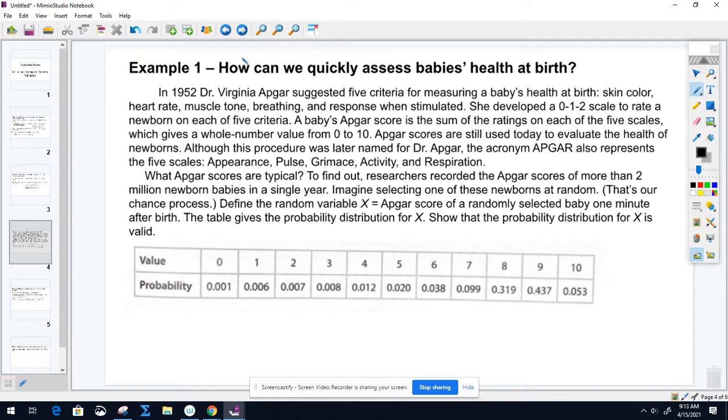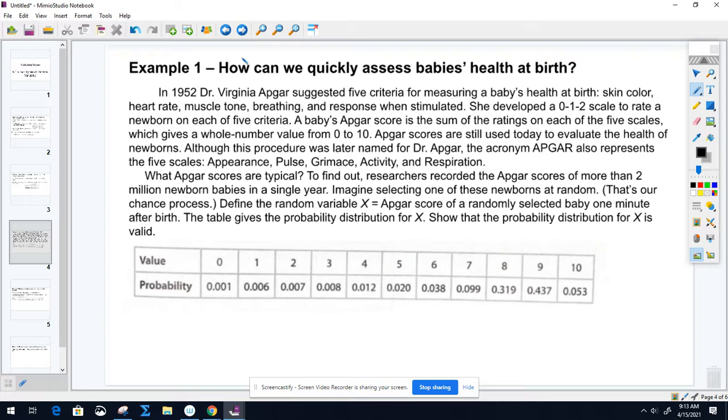Example 1 says, how can we quickly assess baby's health at birth? In 1952, Dr. Virginia Apgar suggested 5 criteria for measuring a baby's health at birth: skin color, heart rate, muscle tone, breathing, and response when stimulated. She developed a 0, 1, 2 scale to rate a newborn on each of the 5 criteria. A baby's Apgar score is the sum of the ratings on each of the 5 scales, which gives a whole number value from 0 to 10. So you're not going to get a 1.5 on any of these. It's going to be a 0, a 1, or 2. And we're going to add them all up.